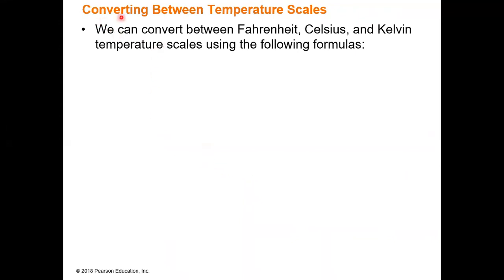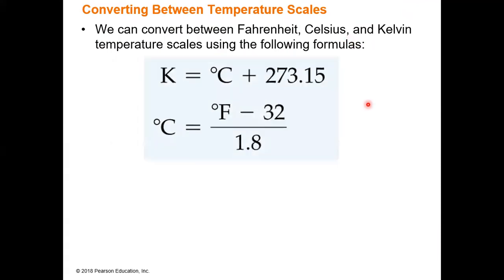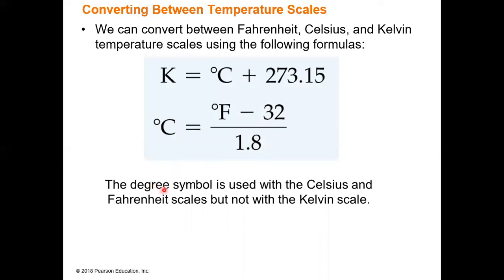We can convert between temperature scales. We can convert between Fahrenheit, Celsius, and Kelvin temperature scales using the following formulas. You can use the two formulas or three formulas, depending on how you manipulate them. We can start with two formulas. This is the conversion between Kelvin and Celsius, and this is the conversion between Celsius and Fahrenheit. The degree symbol is used with Celsius and Fahrenheit, but not with Kelvin. Kelvin is simply K.